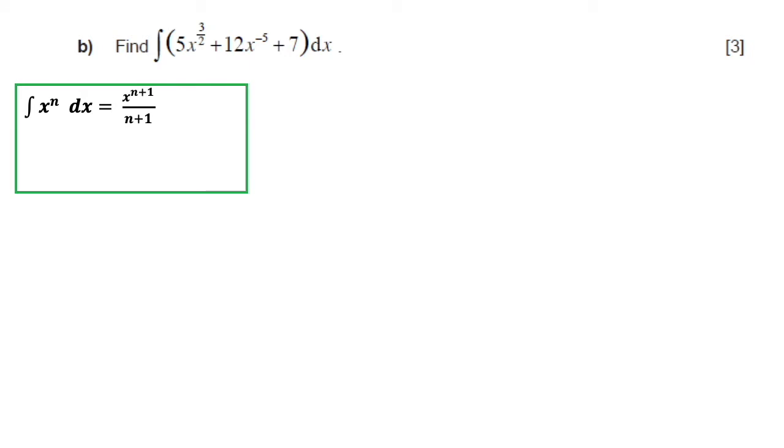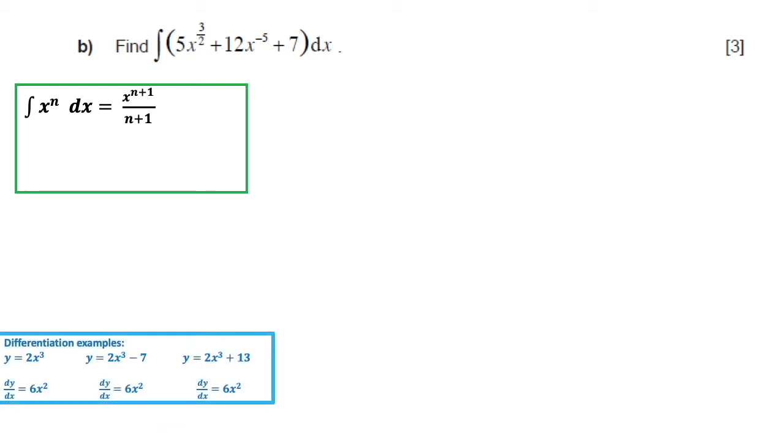And we're going to divide by that power, so we're going to divide by n plus 1. If I just leave that for a second and have a look at the bottom here, we have 3 examples of differentiation. I've got y equals 2x cubed, y equals 2x cubed minus 7, and y equals 2x cubed plus 13. If we differentiate the first example, it gives us 6x squared.